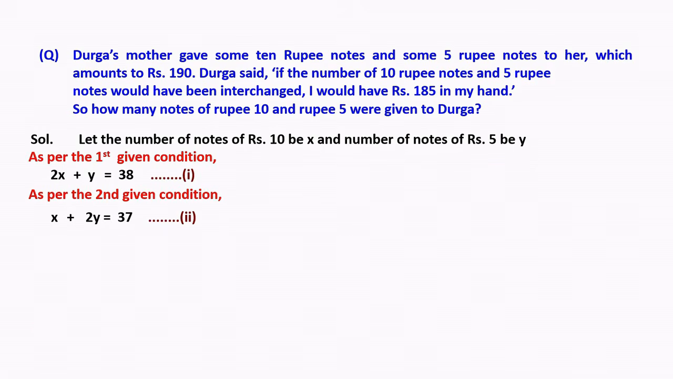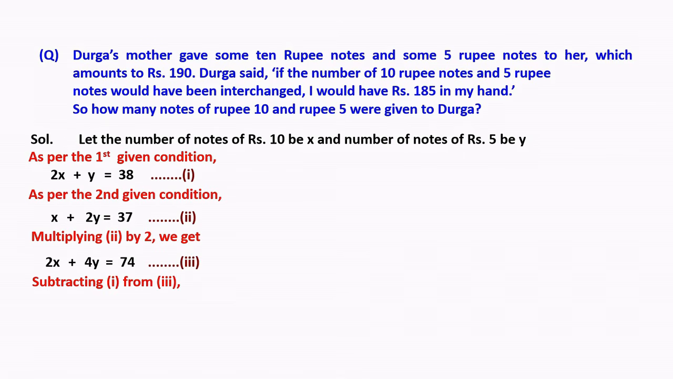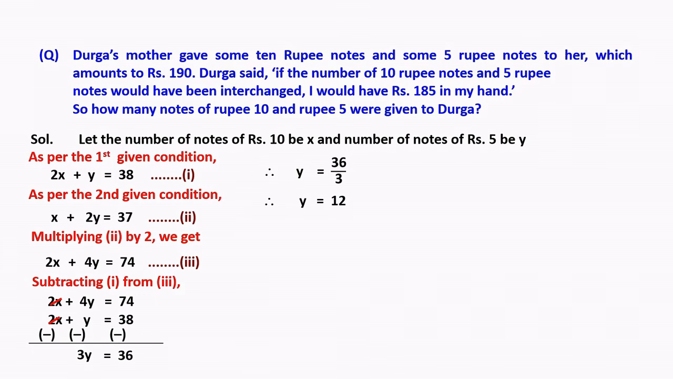Multiplying equation 2 by 2, we get 2x plus 4y is equal to 74, equation 3. Now, subtracting equation 1 from equation 3. 2x plus 4y is equal to 74, 2x plus y is equal to 38. On subtracting, 3y is equal to 36. Therefore, y is equal to 36 divided by 3. So, y is equal to 12.